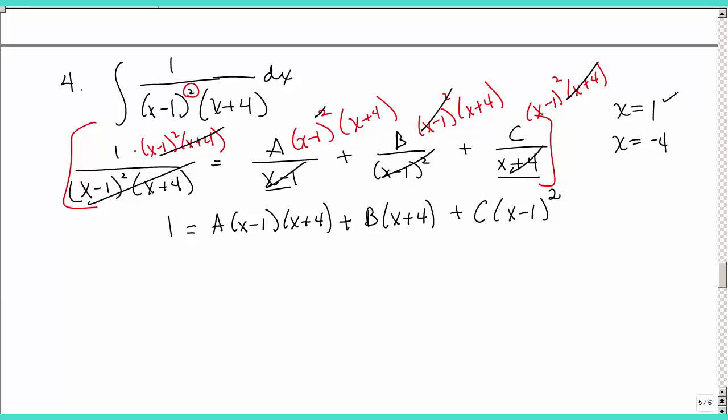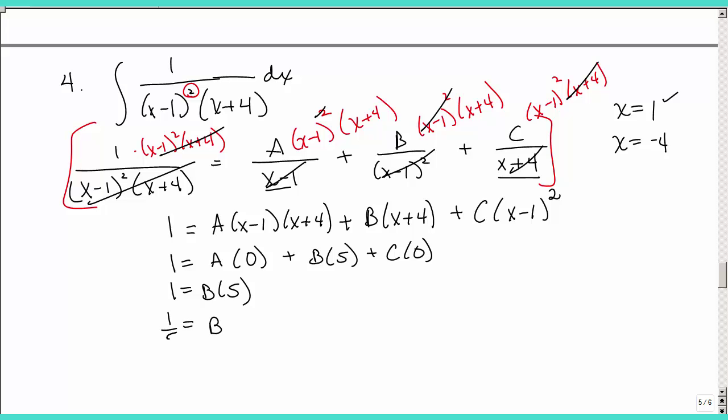All right, so look, I have 3 constants I need to solve for, but only 2 convenient values. So I'm going to have to do something else to get that 3rd value. But let's get what we have. So if I put in 1 everywhere there is an x, I get 1 equals b times 5, so b is 1/5. So yes, I'm not writing out every little step now. Hopefully you can see where you're going to get those zeros.